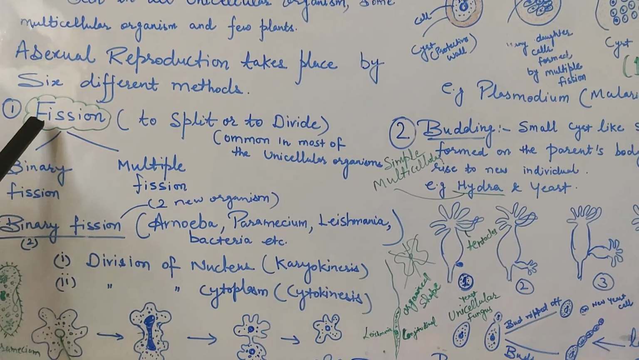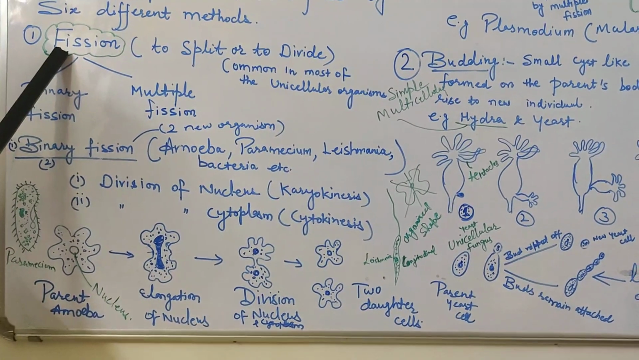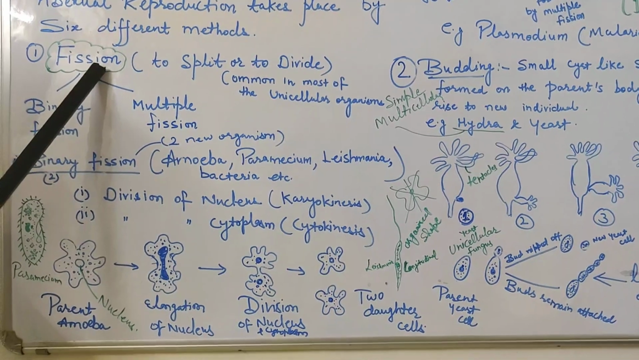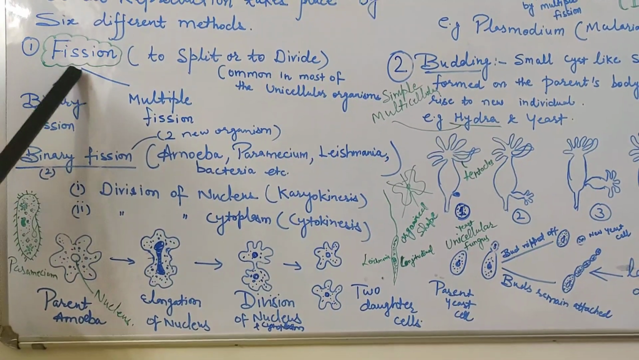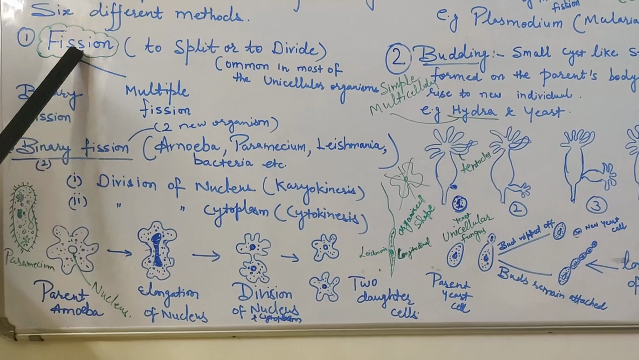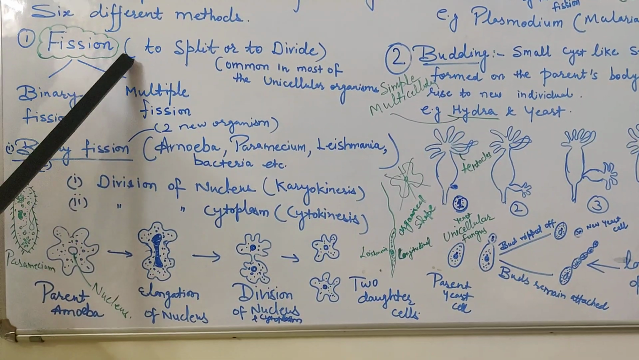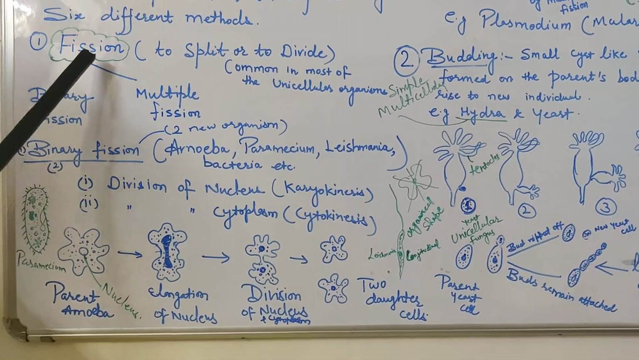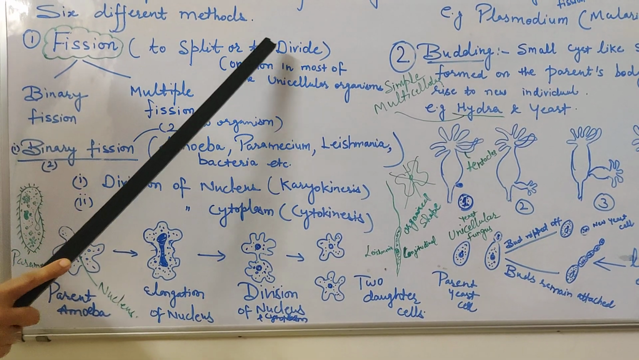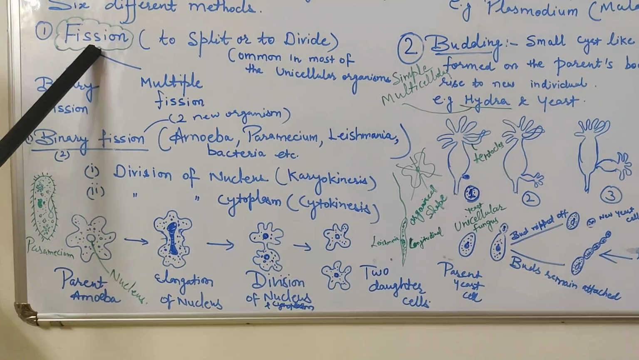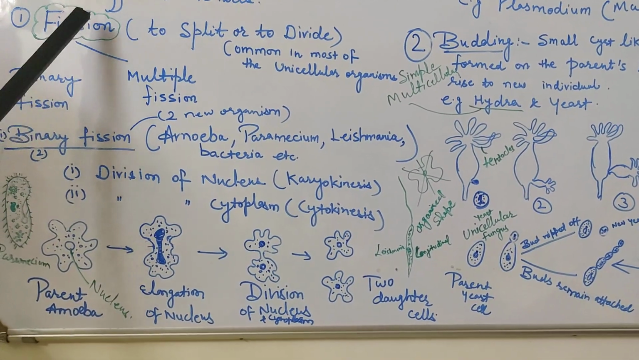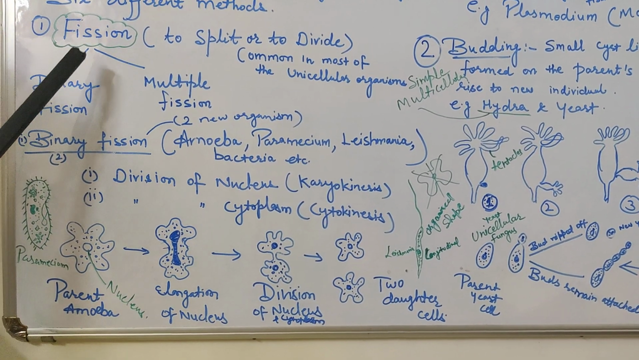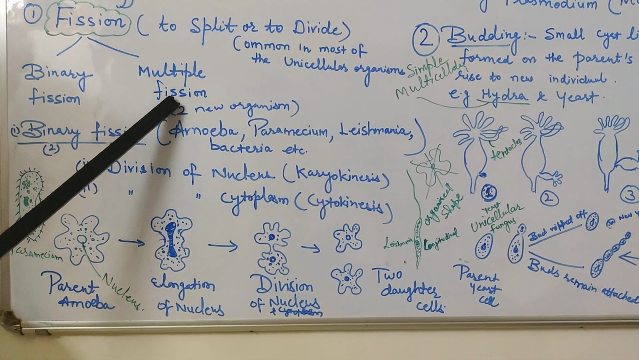Out of those, one method is fission. Fission means to split or to divide, that is, new organisms are formed from the parent by splitting of the parent body into parts. On the basis of the number of parts formed from the parent body, we divide fission into 2 types. I am repeating again, fission means to split or to divide. So in this mode of asexual reproduction, the parent body splits or divides into parts, and each part can grow into a new complete organism. It is of 2 types, binary fission and multiple fission.